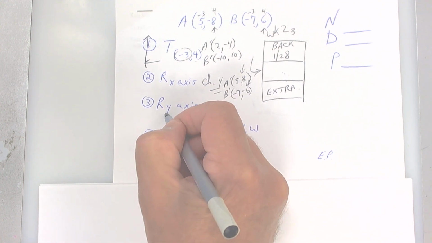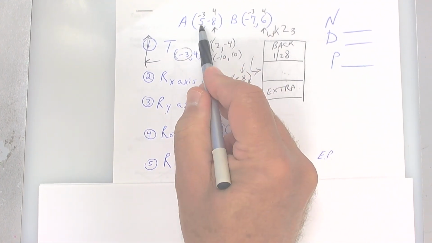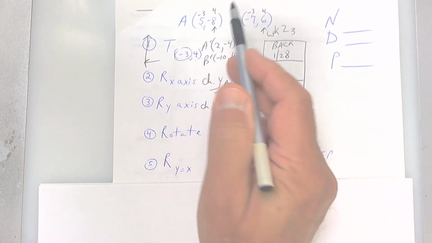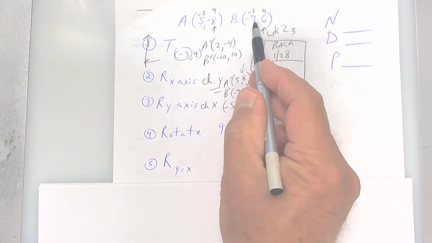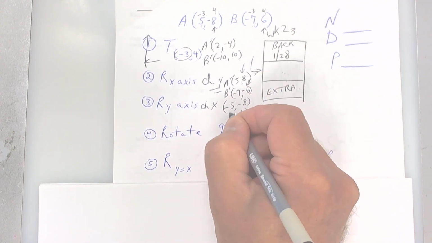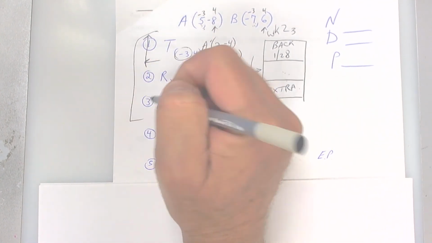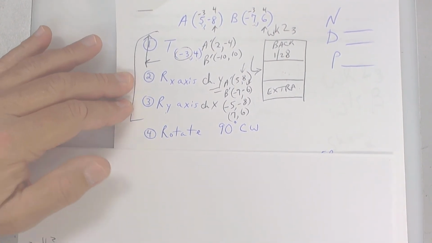If you reflect it over the y, you change the x. So here this becomes a negative. So that's -5, -8. And then the other one, you change the x, so that's 7 and 6. Real simple. All right, if you didn't know this, write it down. And by the way, if you're grading their paper and they did it wrong, you might want to put the rule there.